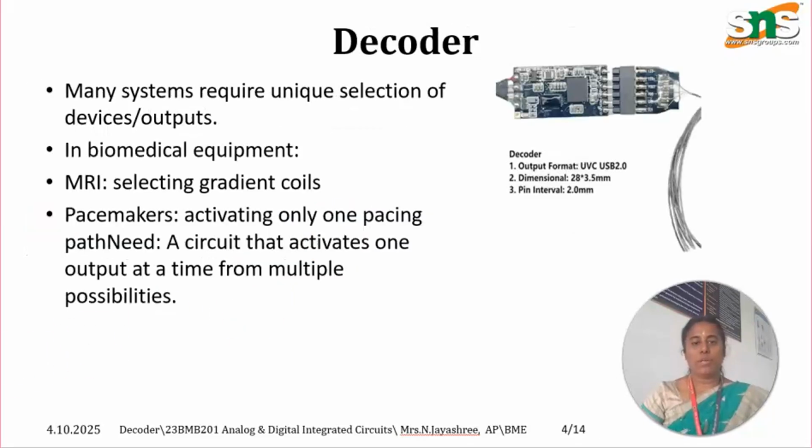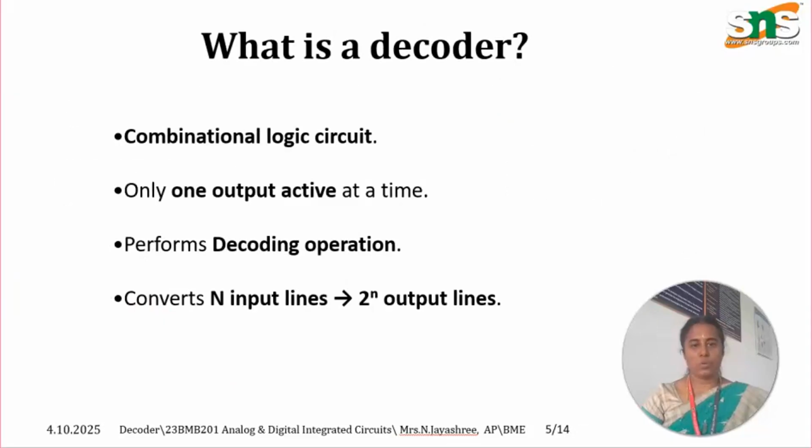So let us see what I mean by decoder. Many systems require unique selection of devices or outputs. In biomedical equipment, in MRI scan, selecting the gradient coils, whereas in pacemakers, activating only one phase, and so on. It is a circuit that activates one output at a time from the multiple possibilities. This is what? Decoder.